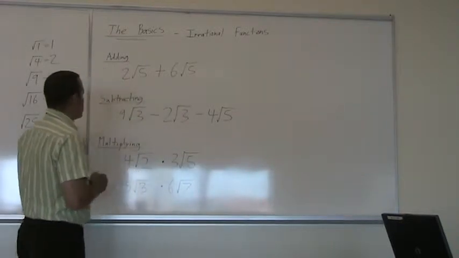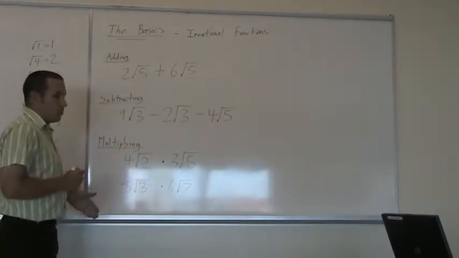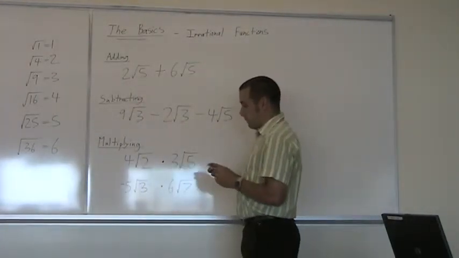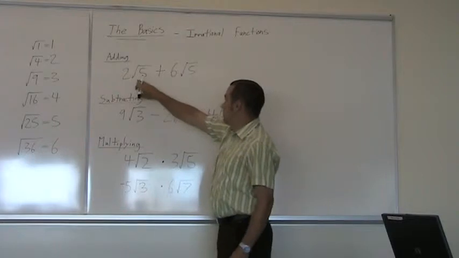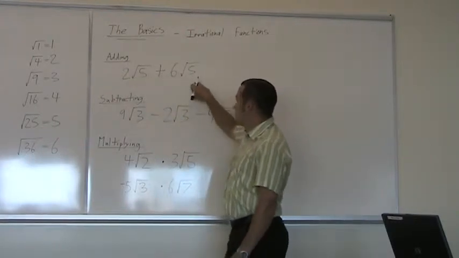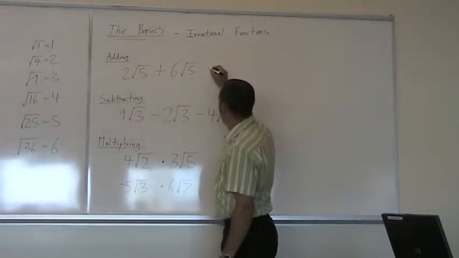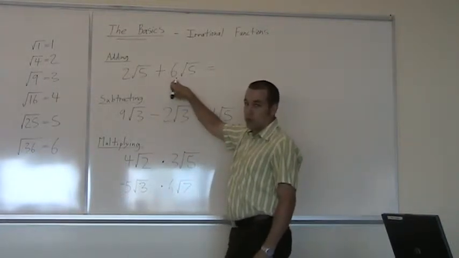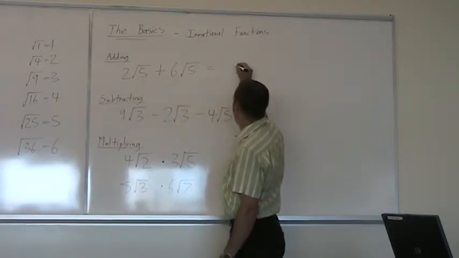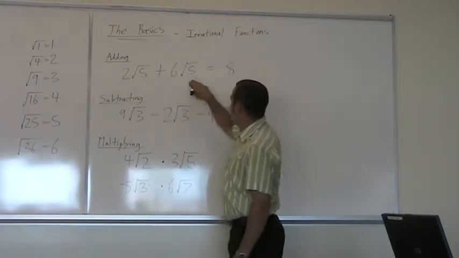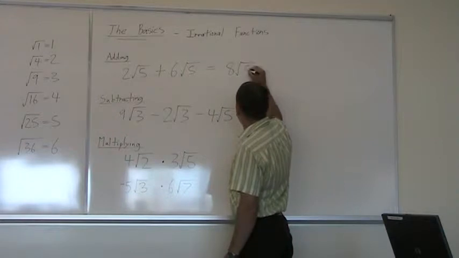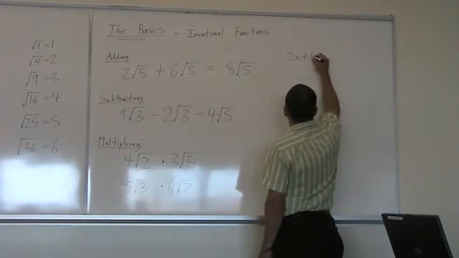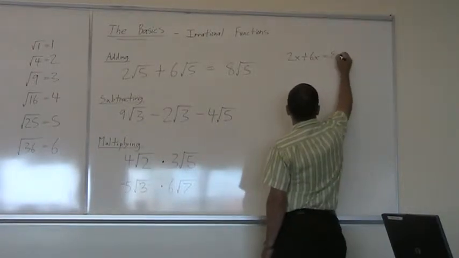And starting out with the very simple stuff, adding, subtracting, and multiplying. And the rules are just as what you might expect. And when adding, 2 square root of 5 plus 6 square root of 5 is 8 square root of 5. Take the numbers out in front of the square root, add them together, so 2 plus 6 gives you 8, and then square root of 5. This is very similar to adding 2x plus 6x, and that would give you 8x. And same deal.